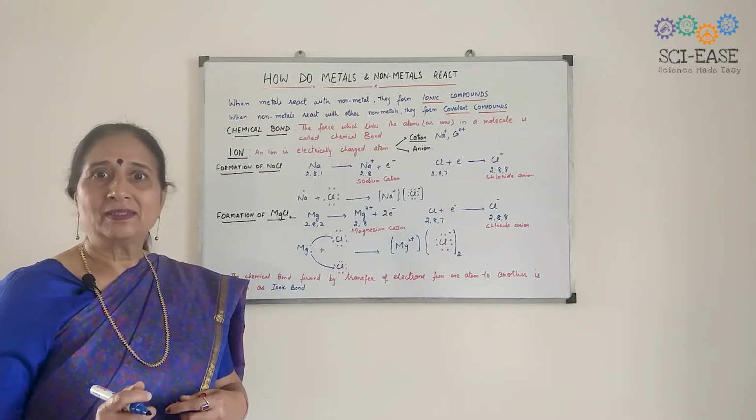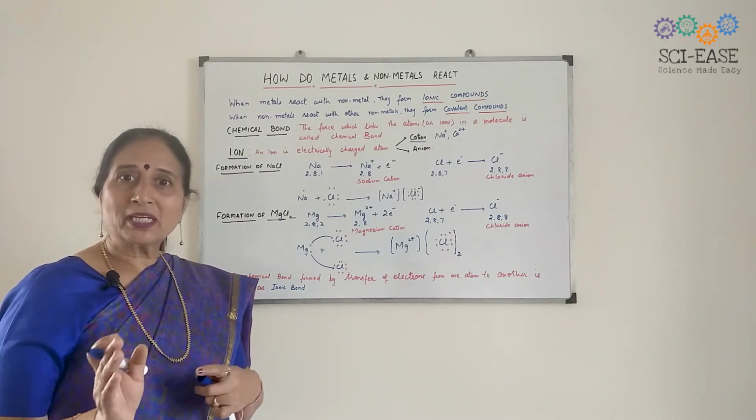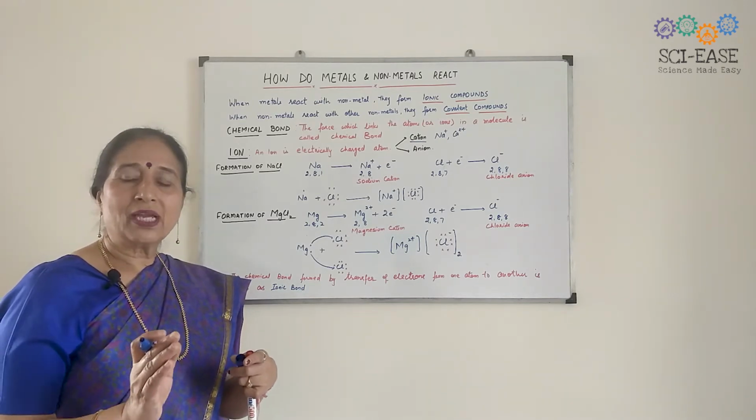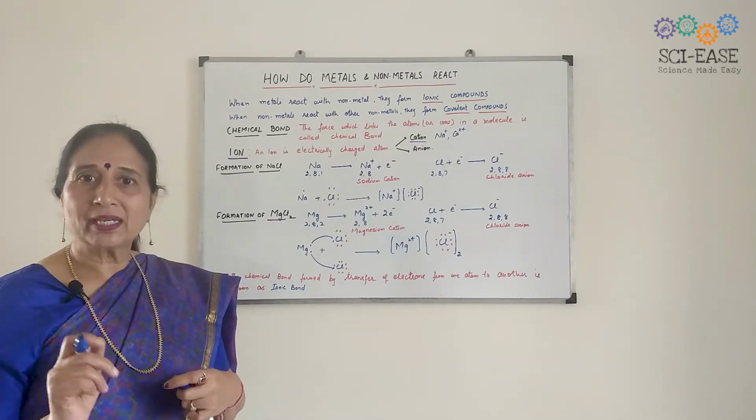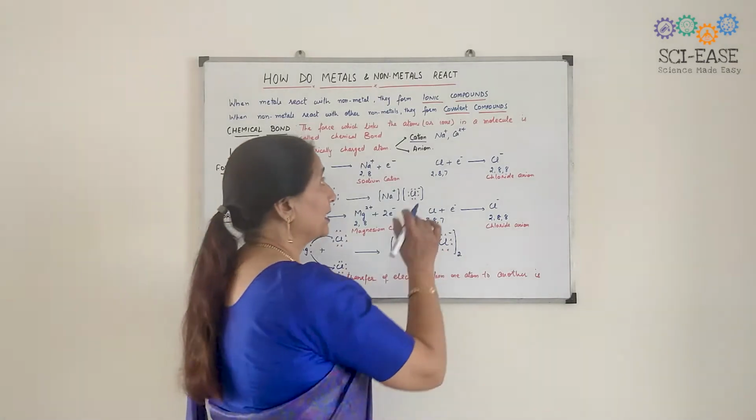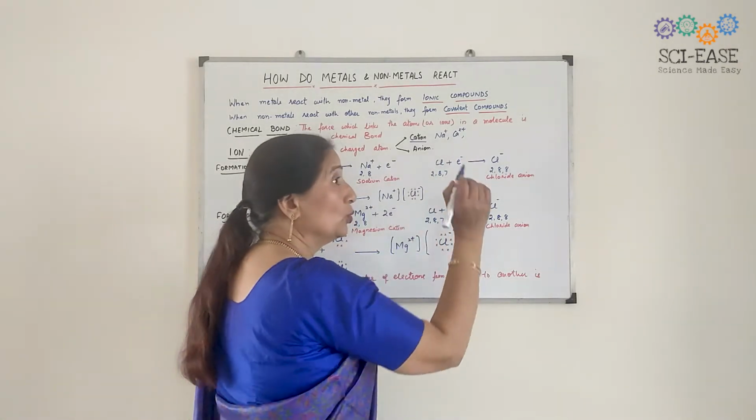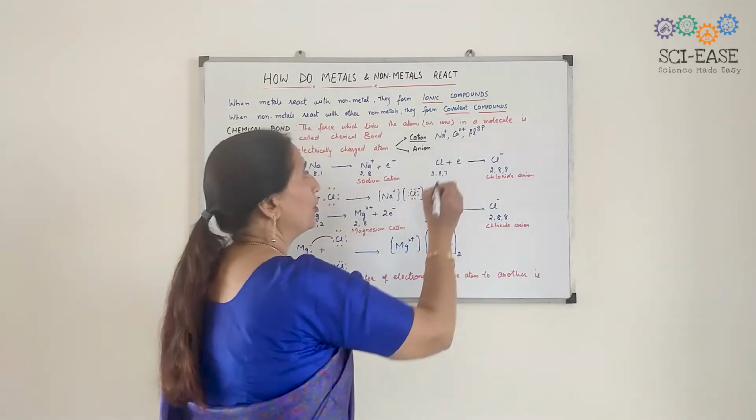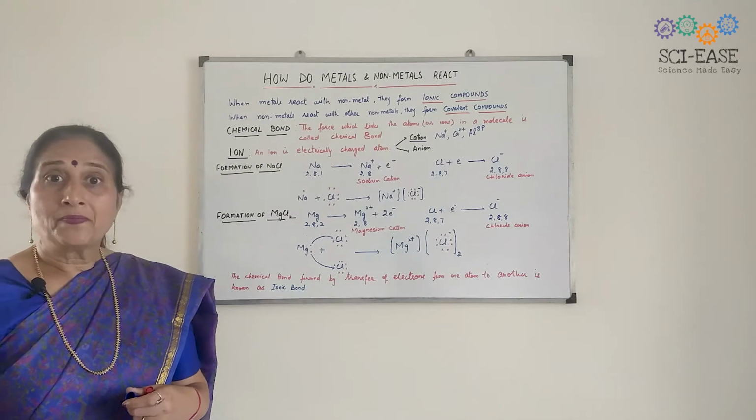Aluminium, atomic number is 13. So, the electronic configuration is 2, 8, 3. 3 is the outermost electrons, the valence electrons. It will lose the valence electrons. It will result in the formation of Al3+. Why?